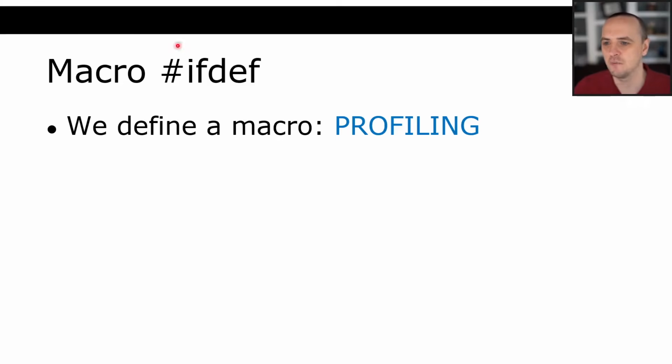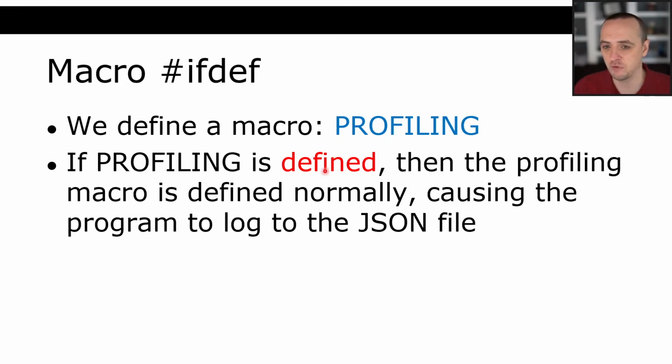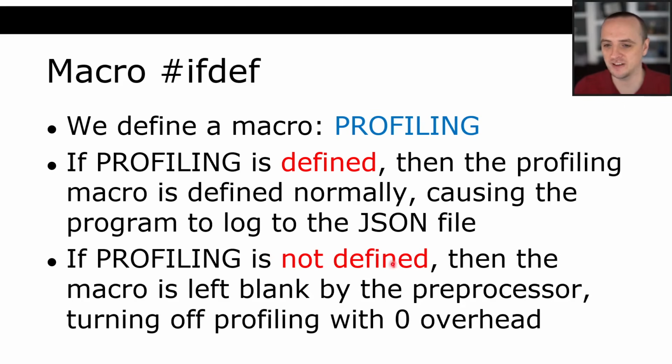Okay, so macro ifdef. We define a macro called profiling. If profiling is defined, then the profiling macro is defined normally, causing the program to log to the JSON file. If profiling is not defined, then the macro is left blank by the preprocessor, turning off the profiler with zero overhead. Okay, so that wasn't so bad.